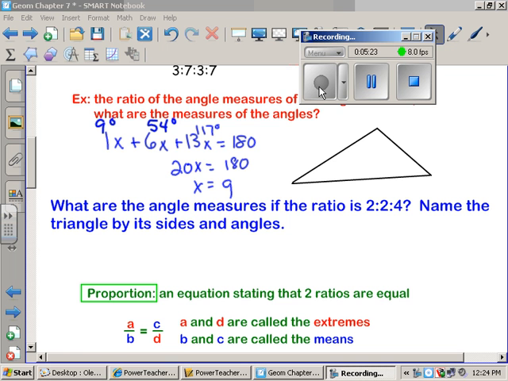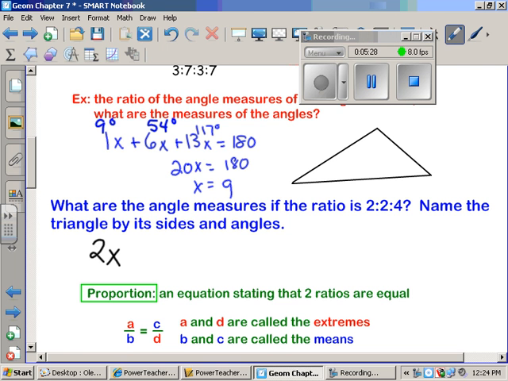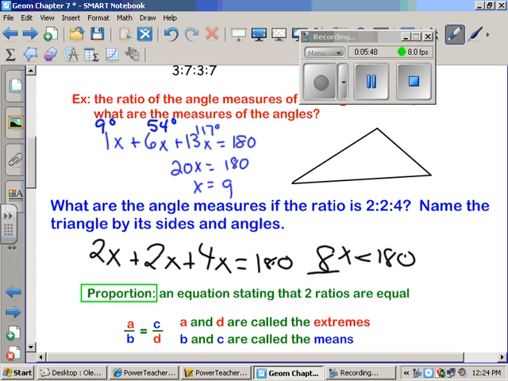Okay, well, I just did 2x for the first one, 2x for the second one, and 4x for the third one, and added all of them, make sure you equal to 180, and added those up and got 8x equals 180, and then I divided that, and I got 22.5.